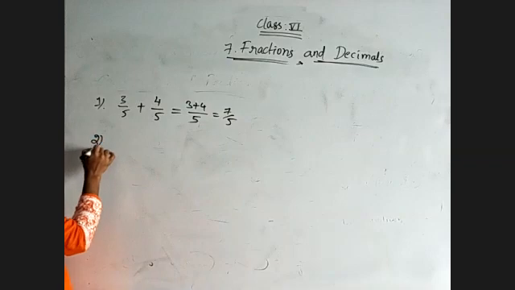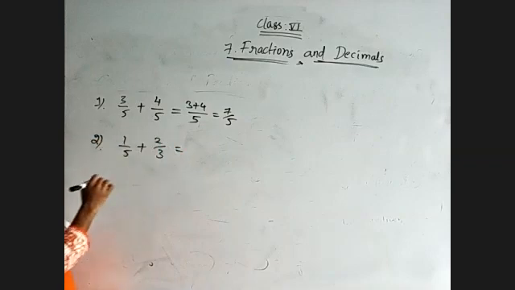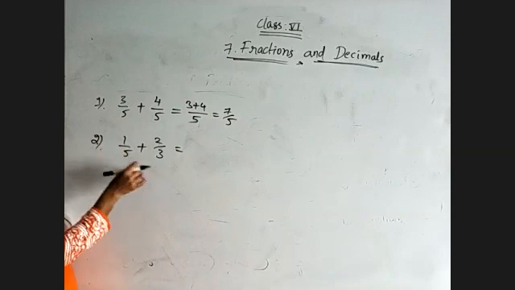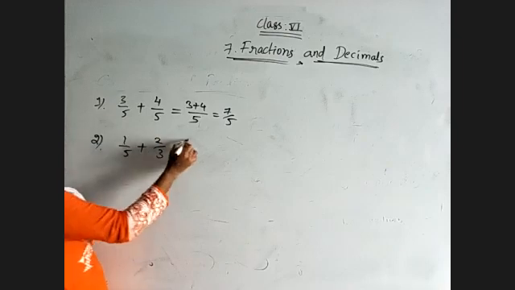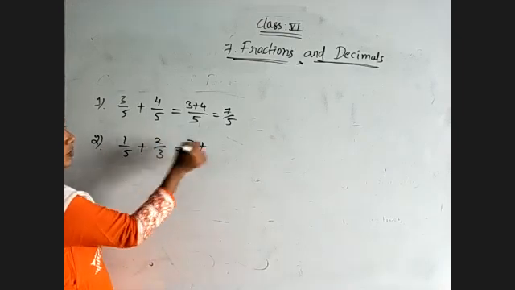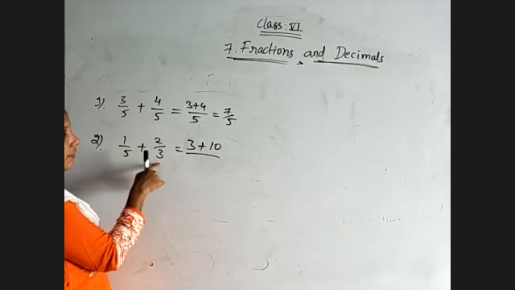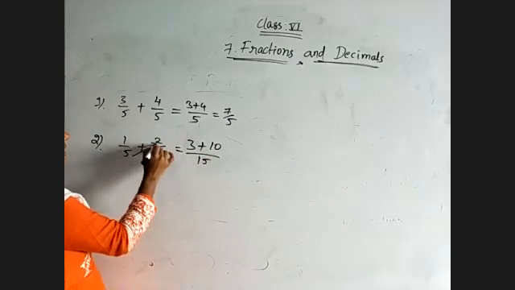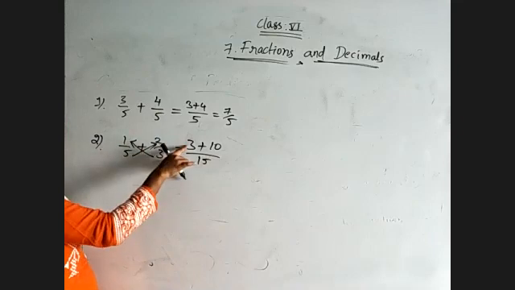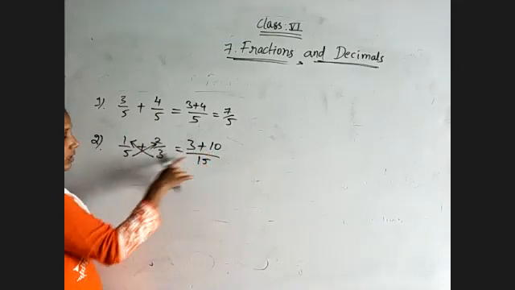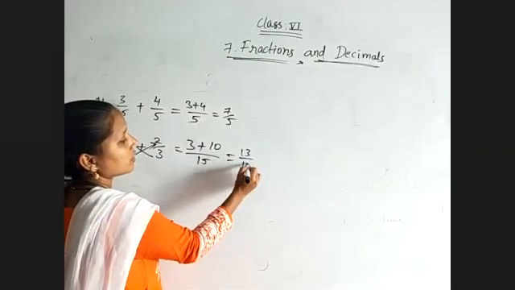And if we have unlike fractions, 1 by 5 plus 2 by 3. In this case, go through with the cross multiplication. Only two fractions, about two fractions I am saying. 3 ones are 3, 5 twos are 10, by denominators, these two numbers you need to multiply. 5 threes are 15. This number this side we have to multiply, this number this side. 3 ones are 3, 5 twos are 10 divided by 5 threes are 15. So which is equal to 13 by 15.